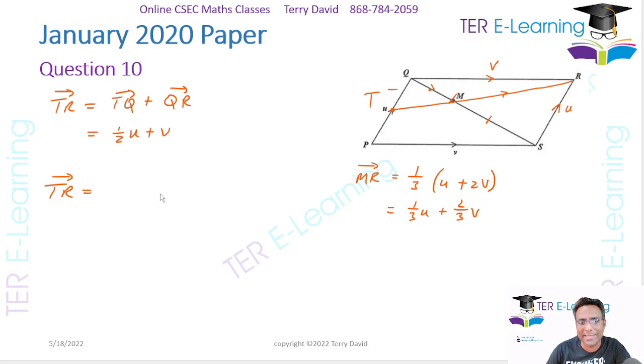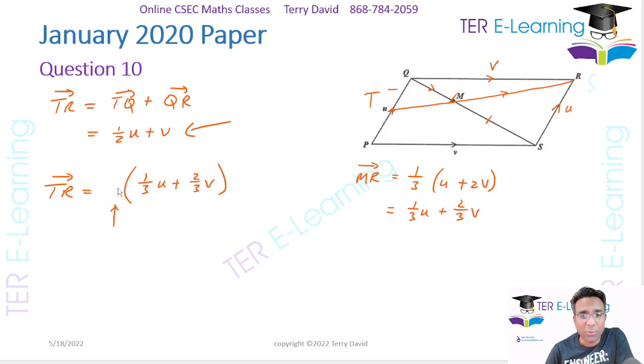Now I'm going to write TR as a scalar multiple of this. So if I put 1/3 U plus 2/3 V, now I want to get TR here. I need to figure out what number I should put here so that when I multiply it, I get a half. If I put 6 here, 6 by 2, you're going to get 2, that's not what we want.